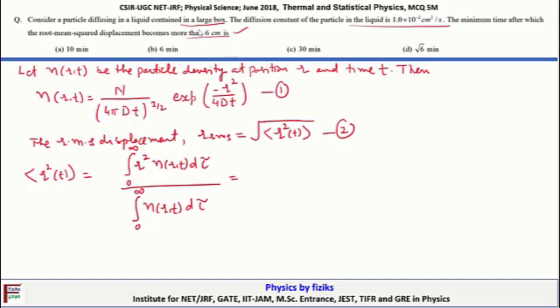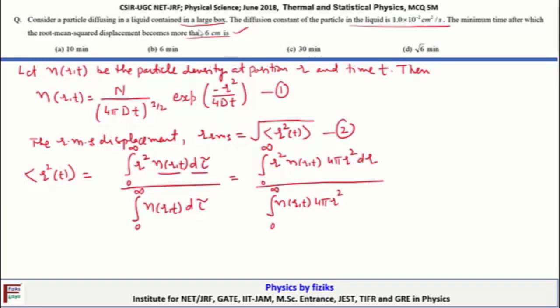So d tau in 3 dimensions is basically 4 pi r square dr. That's what we are going to do in the next step. So this is 0 to infinity r square as it is, and then n(r,t) as it is. Now d tau is 4 pi r square dr, divided by the integral from 0 to infinity of n(r,t) 4 pi r square dr.